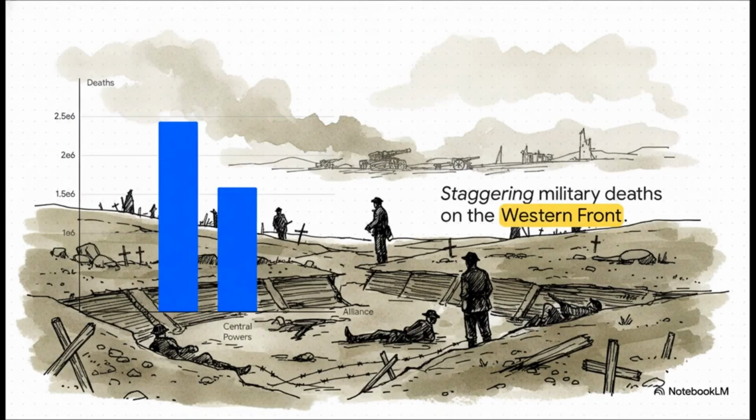The scale of the slaughter here is almost impossible to wrap your head around. Looking strictly at military deaths on the Western Front alone, we're talking about over 2.4 million Entente soldiers killed and nearly 1.6 million Central Powers soldiers. Let that sink in. Entire generations of young men left buried in the mud of France and Belgium. It is a deeply sobering reality of modern industrialized warfare.